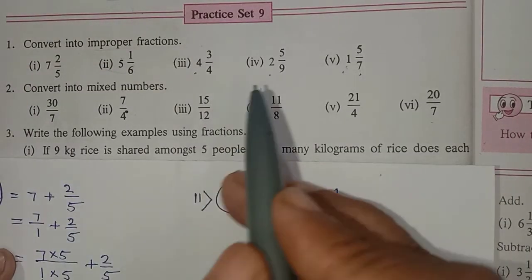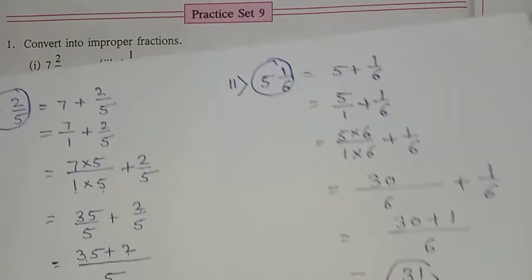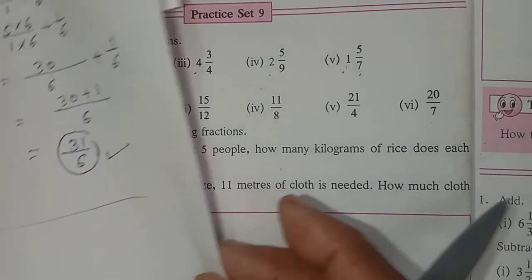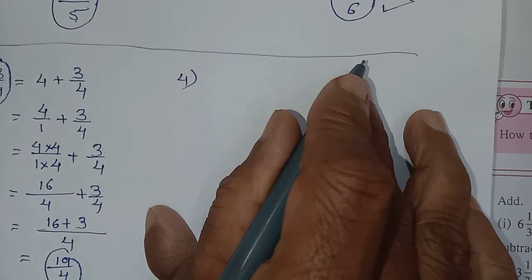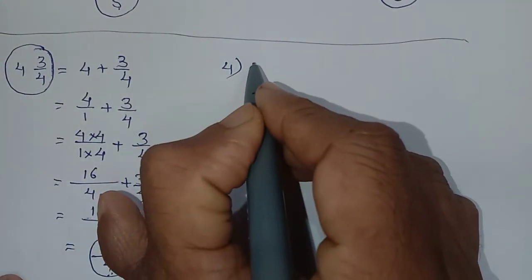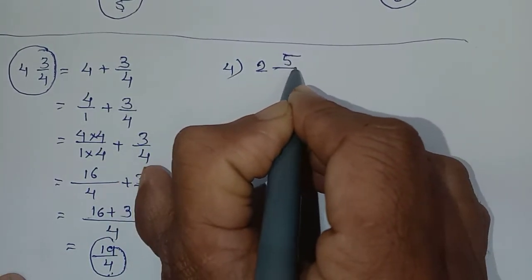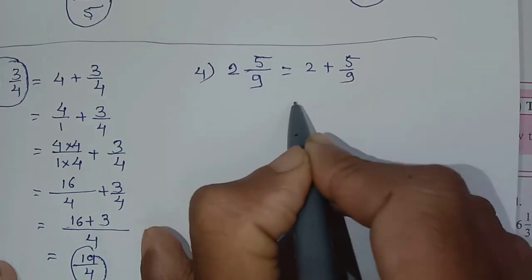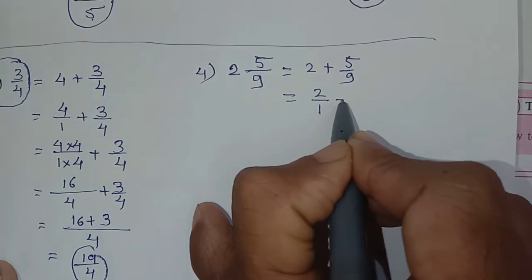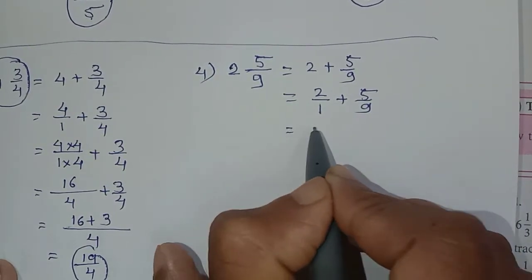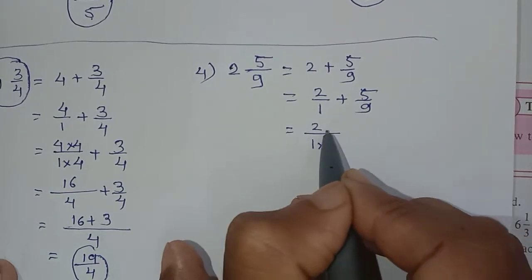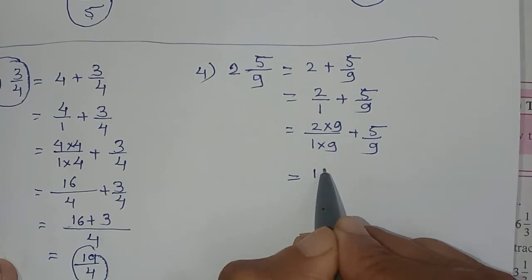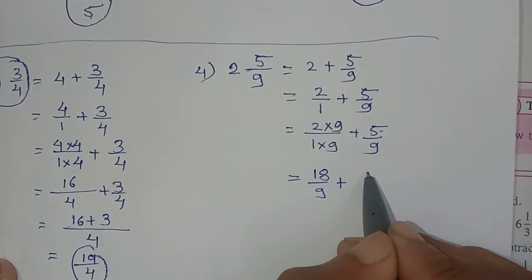Similarly, the fourth example is 2 integers 5 upon 9, and we can solve it as 2 plus 5 upon 9, which can be written as 2 upon 1 plus 5 upon 9, which is equal to 2 upon 1 into 9, this 9 multiplied by 9 plus 5 upon 9, which is equal to 2 nines are 18, 18 upon 9 plus 5 upon 9.